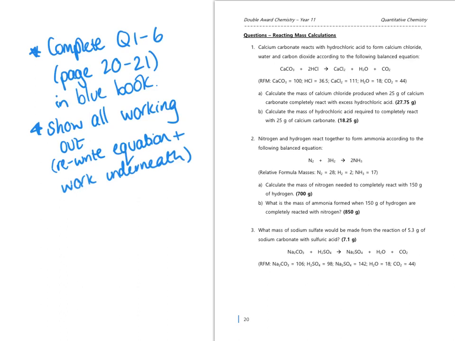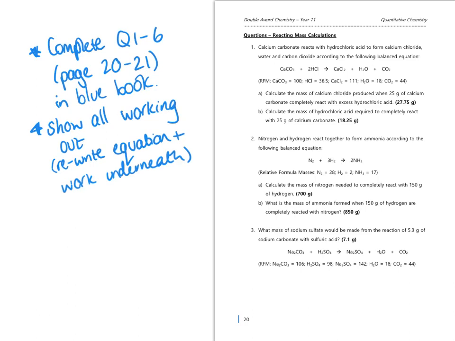You'll always be given the balanced symbol equation. You don't need to worry about balancing it. But you do need to rewrite that so that you can work underneath, as we have done in our worked examples. So show all your working out, rewrite the equation and work underneath. I'll show you briefly how I want you to set out question 1 before you start.